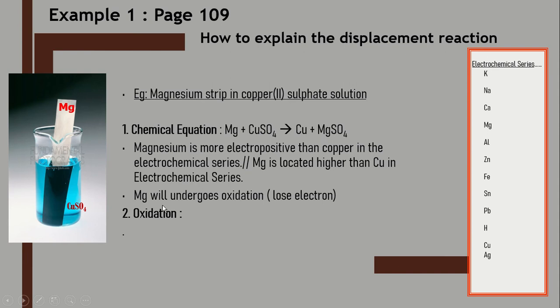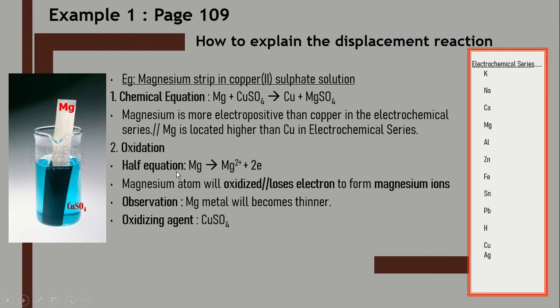Okay, so now kita akan describe the first reaction, which is oxidation dahulu. So dah tahu dah siapa akan melalui oxidation, which is Mg, right? Okay, so from the chemical equation, we convert into half equation. So from Mg, after the reaction become Mg2 plus. From here Mg2 plus 2 electron. Why plus 2 electron? Because it undergoes oxidation where it must lose 2 electron. So in other words, we can describe magnesium atom will oxidize or lose electron to form magnesium ions. Ini very important, from atom become ion.